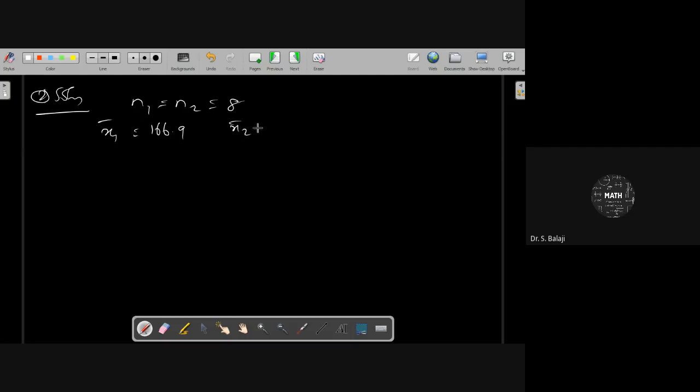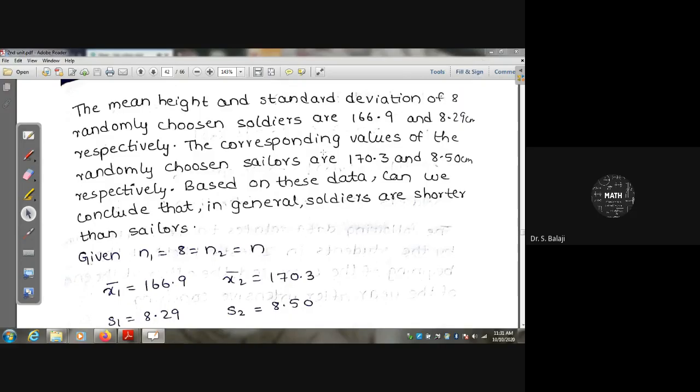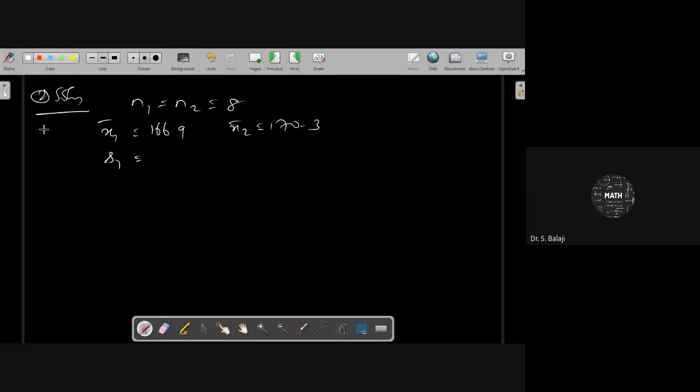S1 standard deviation is directly given here, that will be 8.29, and s2 is 8.50. X1 bar and x2 bar, those two values are given here.